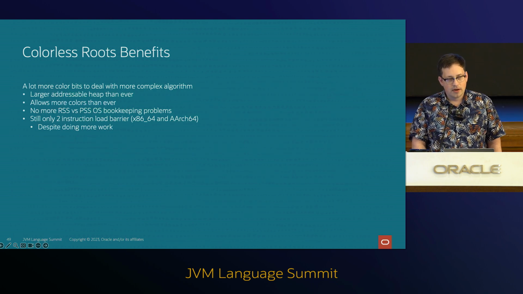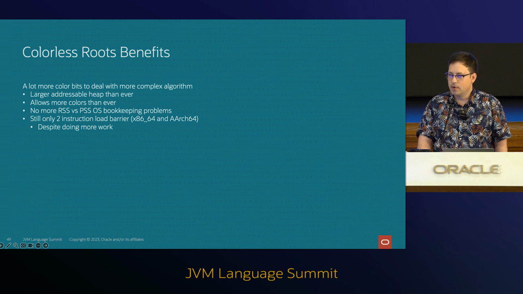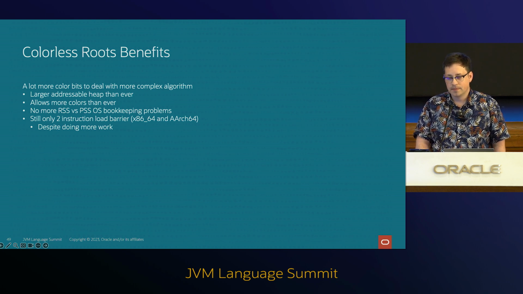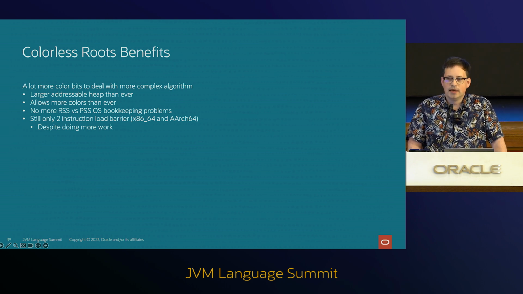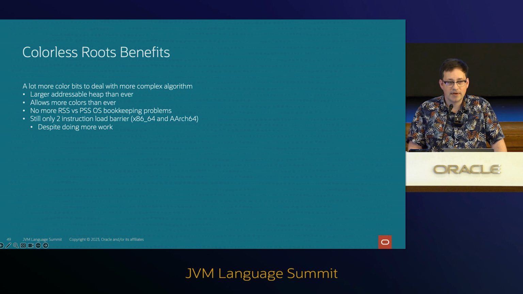So the benefits we end up with is that we now have a larger addressable heap than ever, and we can at the same time have more colors than ever. And the problem that we used to have with multi-mapped memory is that people will come saying, look at my RSS, it seems like we're using 3 times as much memory when we're using ZGC. And we'd say, well, you should probably look at the PSS value, and people don't know what PSS is, and few tools support it. So it's been an uphill battle that we don't have to deal with anymore. And we still end up with a 2 instruction load barrier, even though it does more work.